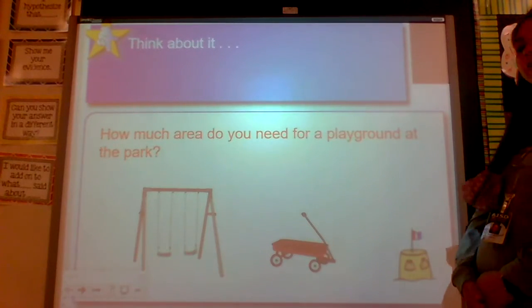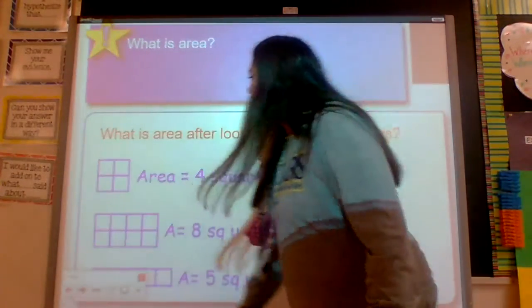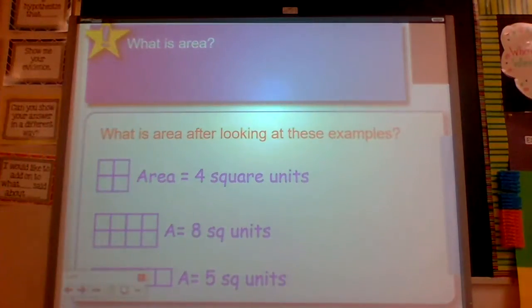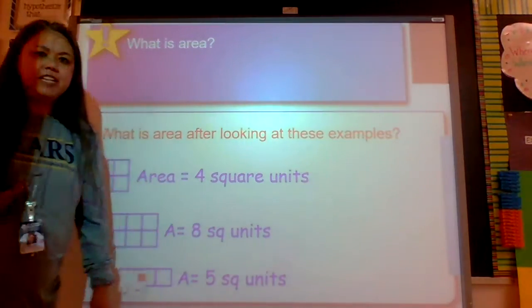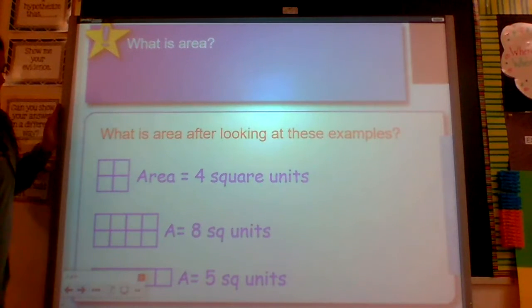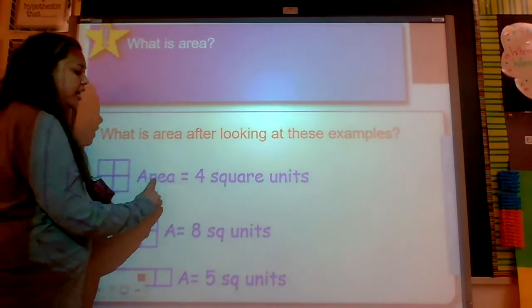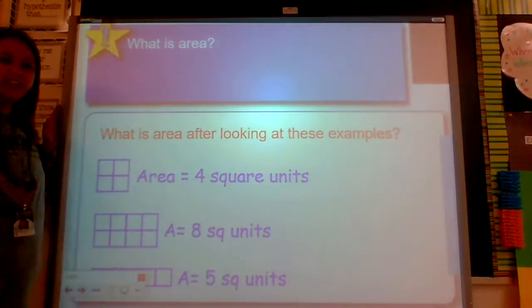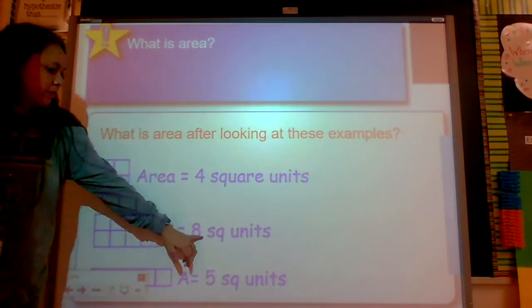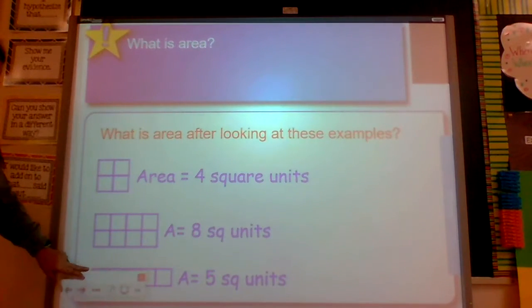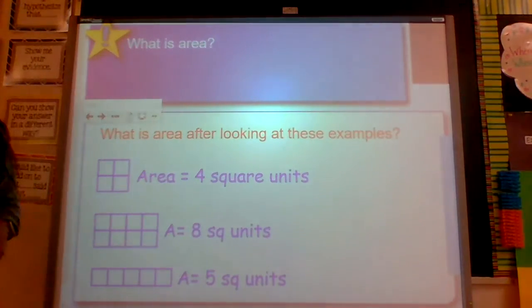Well, if I wanted to explain how much space I would need, I would need something that would help. So let's look over here and figure out what area is. What is area after looking at these examples? In this example, we have 4 squares and the area is 4 square units. Here we have 8 squares and that's why it's 8 square units. Down here we have 5 squares and 5 square units.